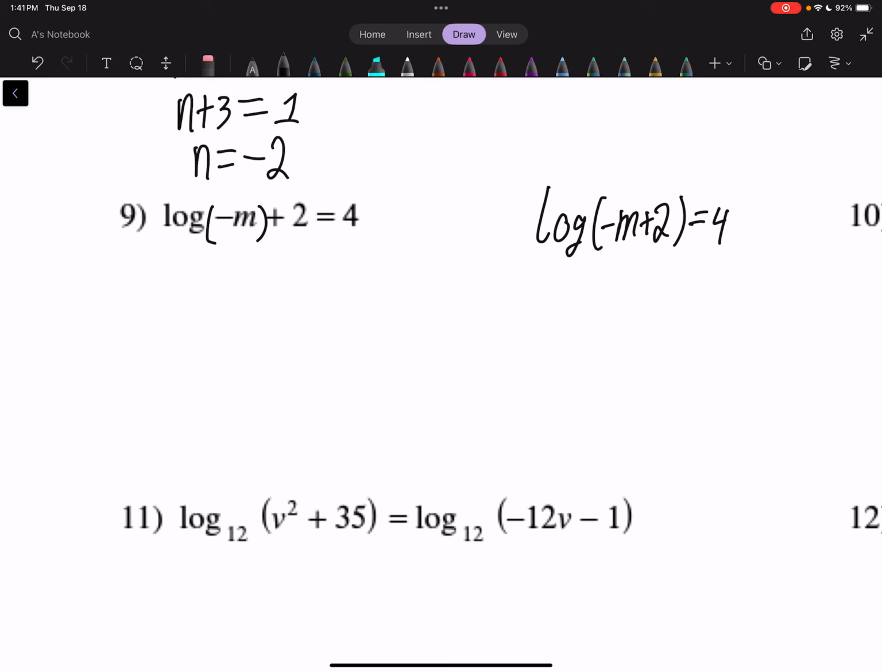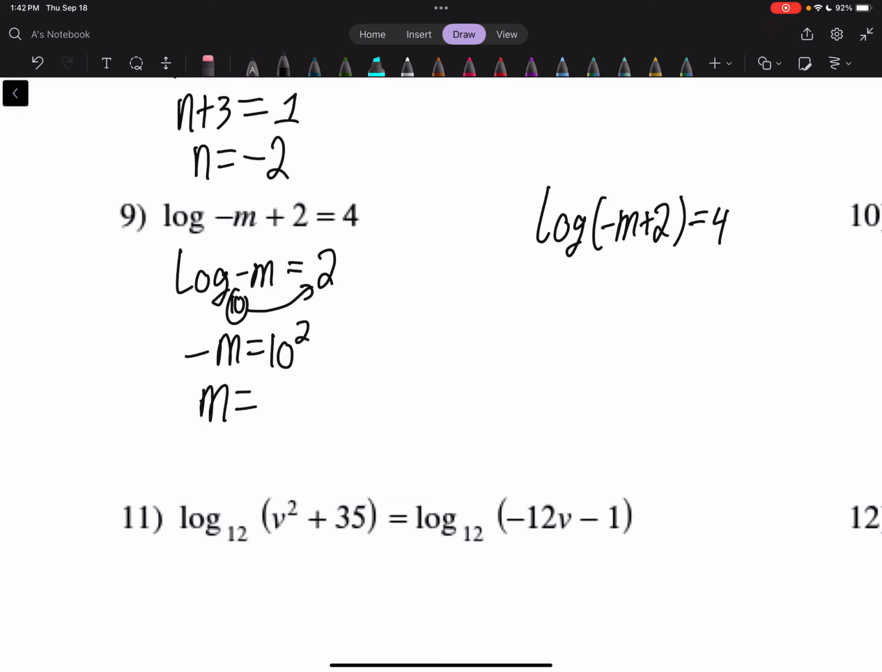All right. For the first, I'm going to subtract 2. So I have log of negative m equals 2. I'm going to take that invisible base 10, shove it under the 2. So negative m is equal to 10 squared. Negative m is equal to 100. Divide by that negative. So m is negative 100.